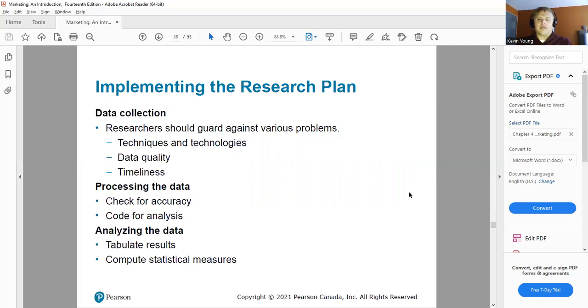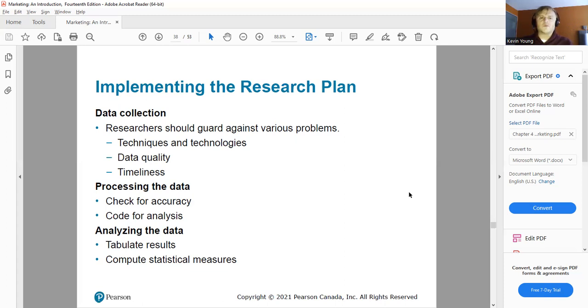Implementing the research plan. So you have your data collection, and the researchers should guard against various problems, such as techniques and technologies that may have proven to be difficult in the past, data quality. If the quality of your data isn't good, your research isn't going to be good, and your decisions will therefore not be good. And timeliness. You want to be careful processing the data. You need to check for accuracy, code for analysis. And when analyzing the data, tabulate your results, compute statistical measures.